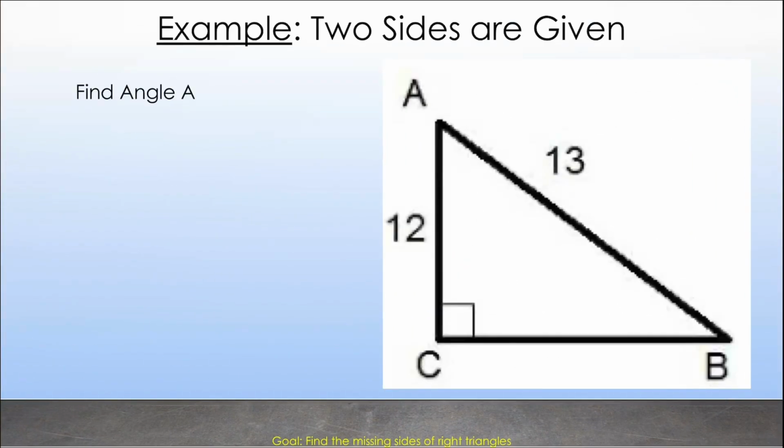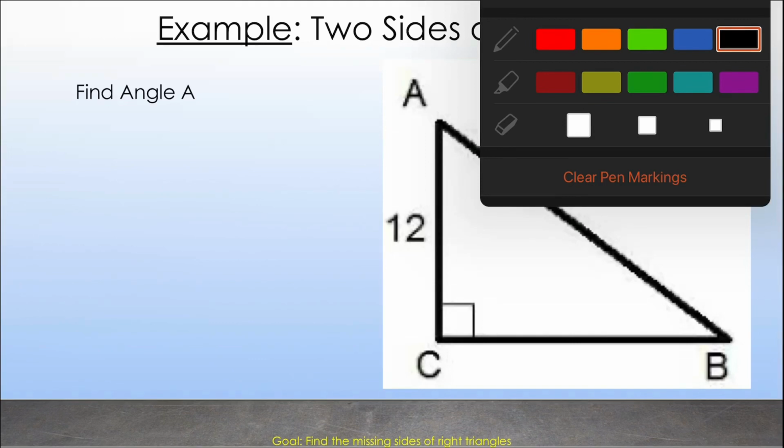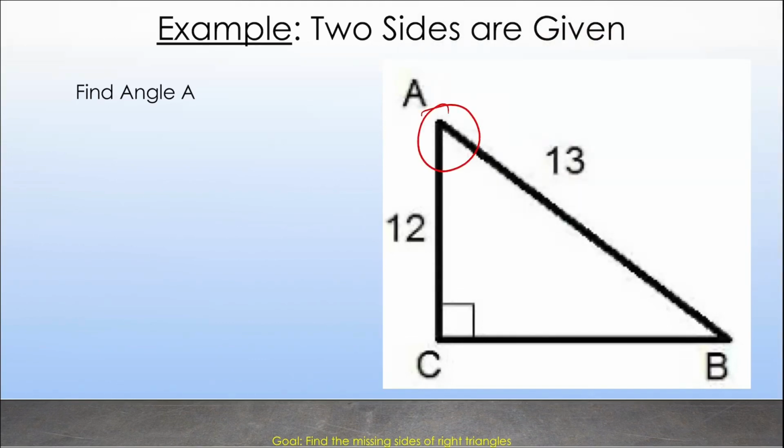There's my answer. Now what if two sides are given and I want to find this missing angle? So I'm looking for angle A, so I'm looking for this angle right here. Same thing, I'm going to identify the sides I know in relationship to that angle. I have my hypotenuse and I have my adjacent side.